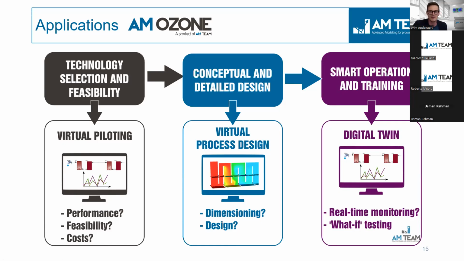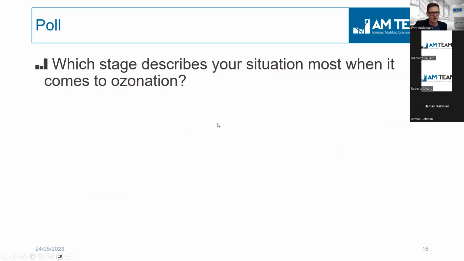We have seen that, especially if you're new to ozone, but this is called the digital twin application. So a model that predicts what you cannot measure based on what you can measure, for real-time monitoring or what-if testing. So here is the next question.